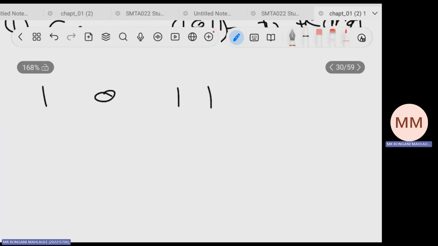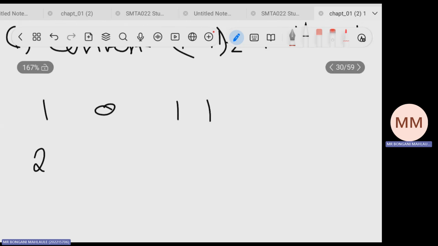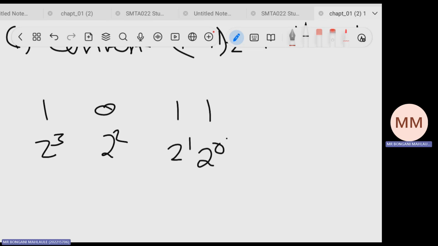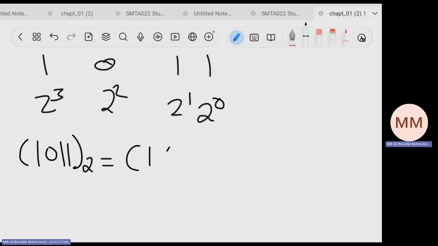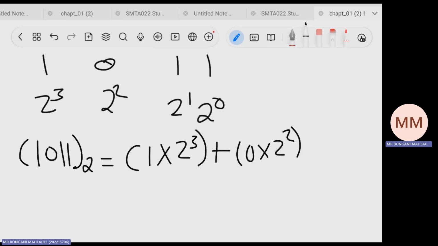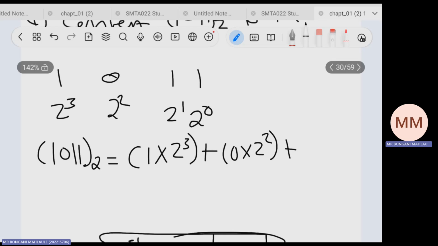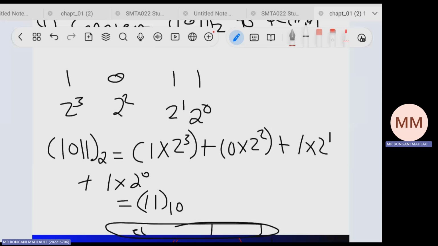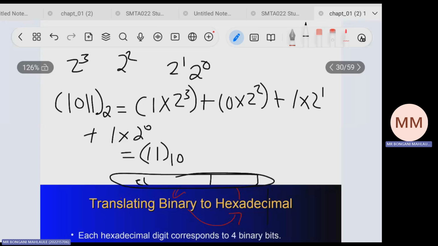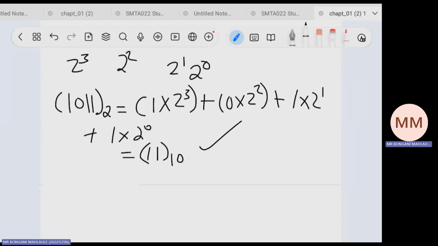So I'm going to simplify it. You're going to multiply this one with 2 to exponent 0, to exponent 1, to exponent 2, to exponent 3. So that's the format. Meaning 1011 base 2 would be equal to 1 times 2 to exponent 3, plus 0 times 2 to exponent 2, plus 1 times 2 to exponent 1, plus 1 times 2 to exponent 0. This will give us 11 base 10. So that's the answer.